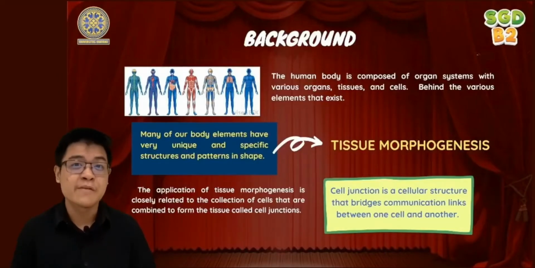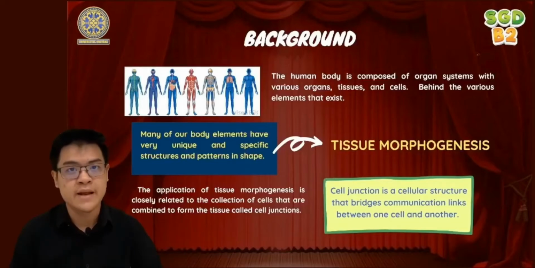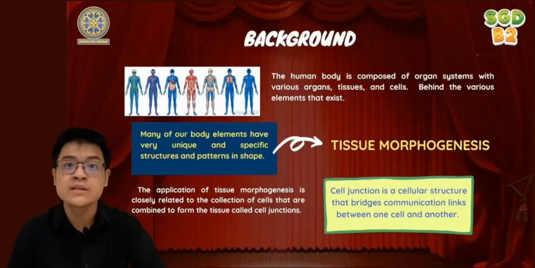These structures can be formed due to a process in the body called tissue morphogenesis. Tissue morphogenesis is the process of tissues in the body collaborating to form a new pattern that becomes the main identity of an element. This process holds a very crucial and important role in the human body. During the process, tissue morphogenesis is closely related to the collection of cells that are combined to form the tissue. The merging of all cells in the body is certainly not separated from cell junctions.